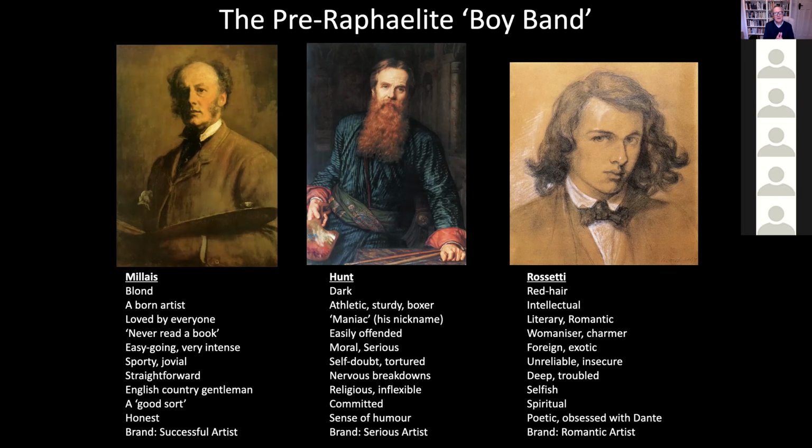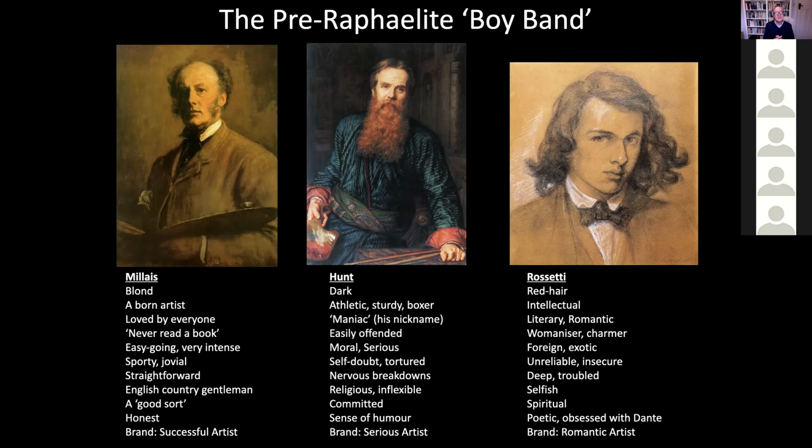But he had a lot of self-doubts about his abilities and about his life and so on. He suffered from breakdowns. He was very religious. Of the three of them, he was the most religious by far. The other two were hardly religious at all, particularly Rossetti. But he was committed to art. He worked very hard at art. So for Millais, it came naturally. Hunt had to work at it, which he did. He worked hard. So he was a serious artist.